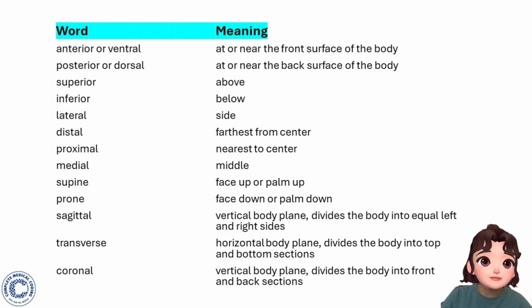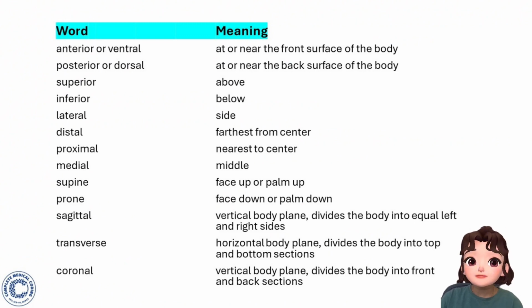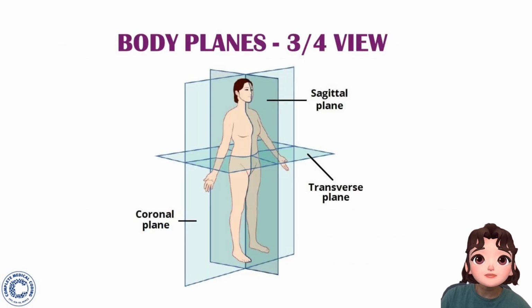Now I'll show you some pictures of the body planes, so you will understand it more. See, body planes, 3/4 view. This is a 3/4 view of a body plane, which shows the sagittal plane, the coronal plane, and the transverse plane. Transverse like this. This is a 3/4 body plane view.